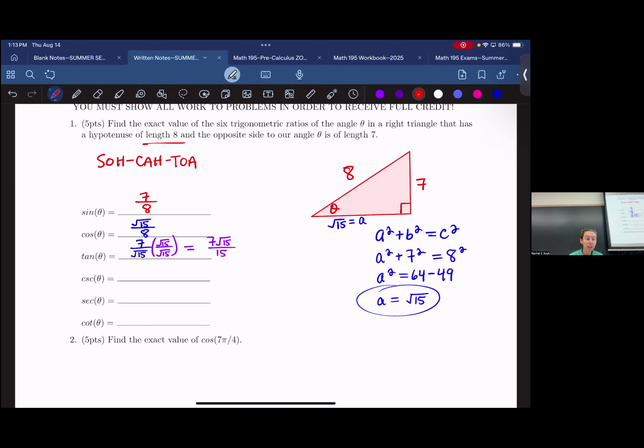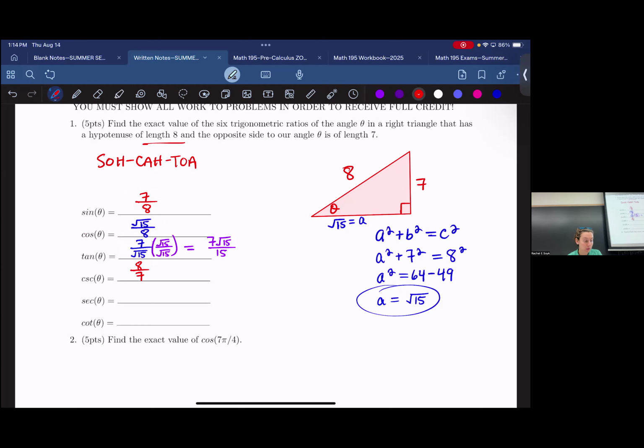And now the last 3 are just the reciprocals. So we literally just flip the numerators and denominators for our previous 3. Cosecant is the reciprocal of sine. So flip 7 over 8, you get 8 over 7. Secant is the reciprocal of cosine.